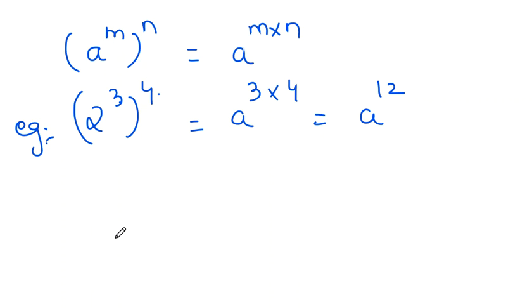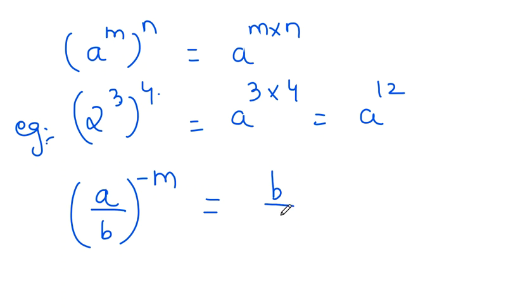Yes. Now let's take a few examples to get more clear. We will just complete one more property, that is a upon b raised to minus m. Now what does this minus m mean? Your power is negative. If you want to make it positive, you just have to take the reciprocal of the base. What is the base over here? A upon b. So it will be b upon a raised to m.